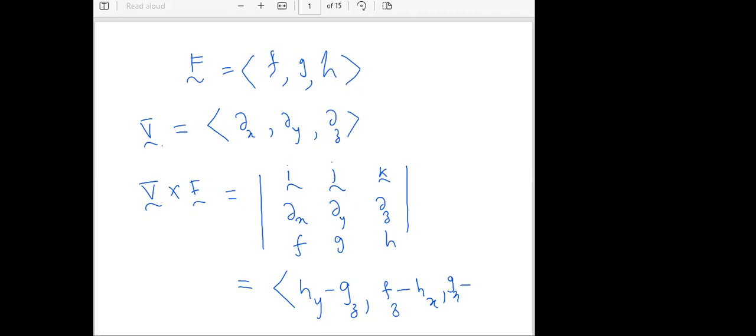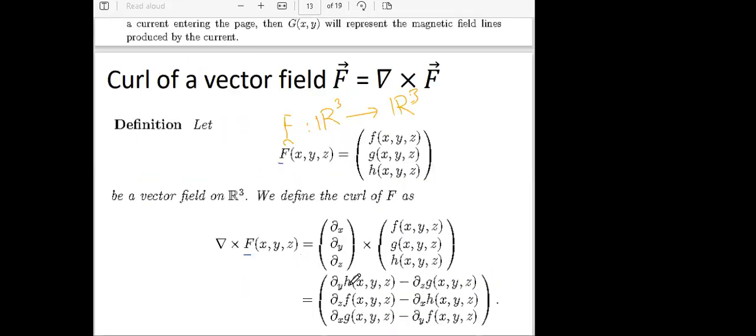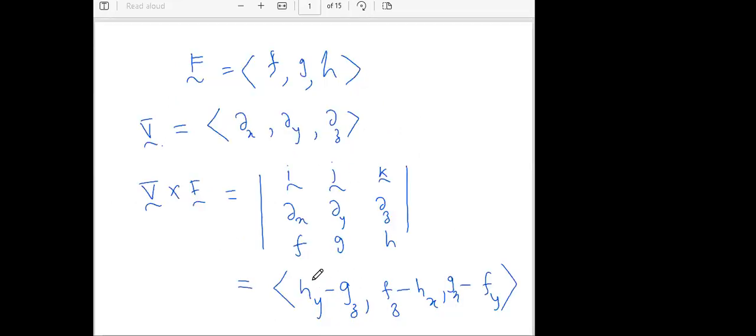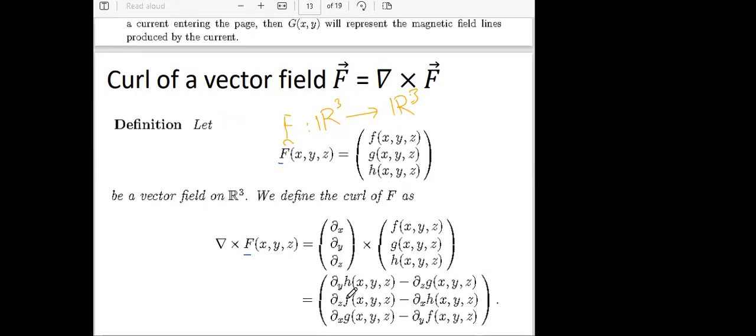this is the normal cross product, right? Partial of g with respect to x minus partial of f with respect to y. Normal cross product, right? So same thing here. Partial with respect to y minus g with respect to z. First component, second component, f with respect to z minus h with respect to x.